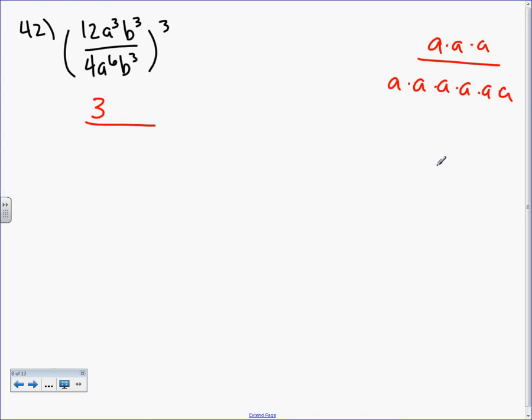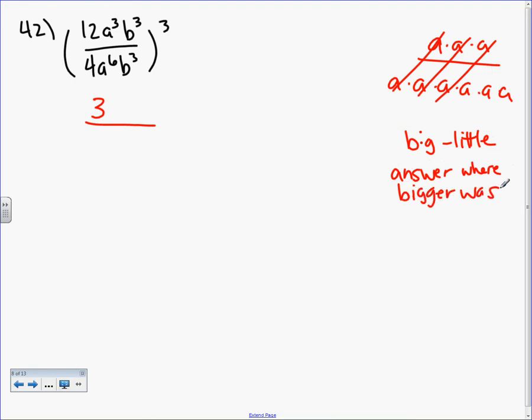Again, you don't want to do this every time. You want to know the rule, but let's come up with it on our own. We're going to have a to the 3rd where? On the bottom. Do you see that? Because it's heavier on the bottom. There's more a's on the bottom. So when I taught Algebra 1, the trick that I used was big minus little, answer where the bigger one was. Most people prefer to subtract that way anyway. Most people would rather take 6 minus 3 than 3 minus 6. Does that make sense to you?